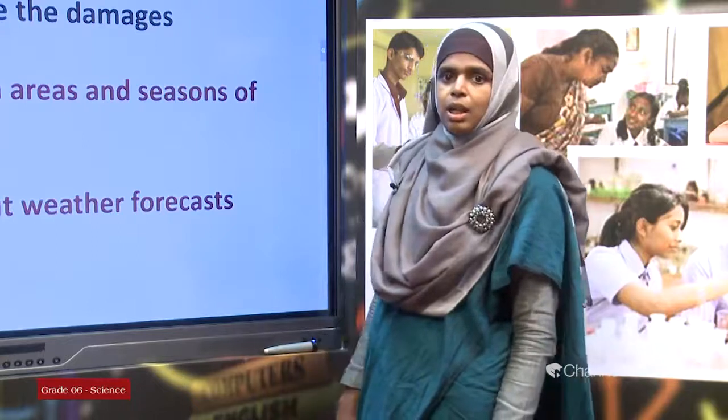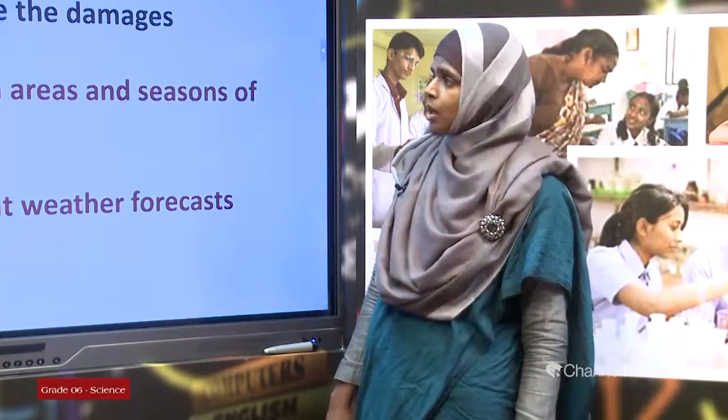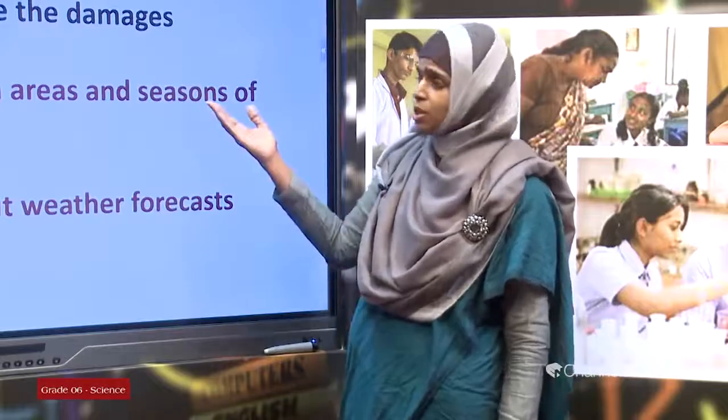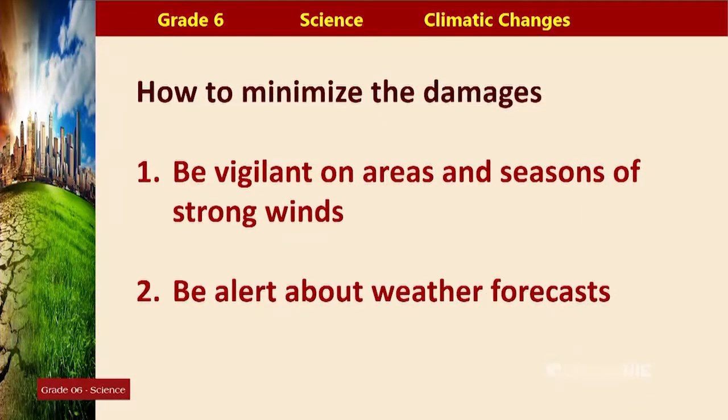Let's see how to minimize the damages. How to minimize the damages of a cyclone, children. Yes, what we can do, if we are living in an area with strong winds, we can be vigilant about seasons and strong winds. And also, we have to be alert about the weather forecasting. We have to always keep a watch on what the weather forecast says. Then we can minimize the damages due to cyclones.